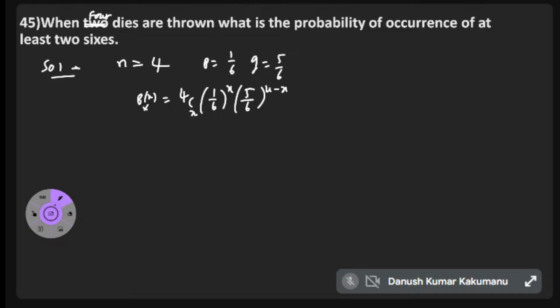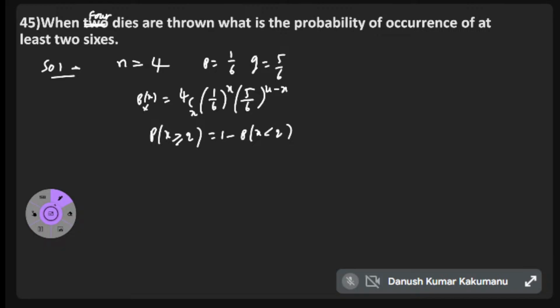Are you understanding what the question is asking? At least two sixes. X is greater than or equal to 2 or less than or equal to 2? Greater than or equal to 2. Greater than or equal to 2 means 2, 3, 4. Yes or no? Instead of that, we take the complement: 1 minus P of x less than 2. Less than 2 or less than or equal to 2?